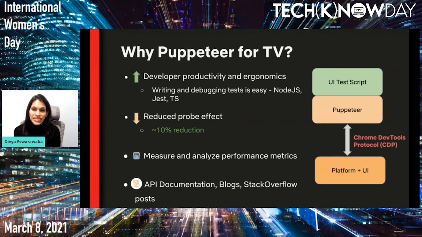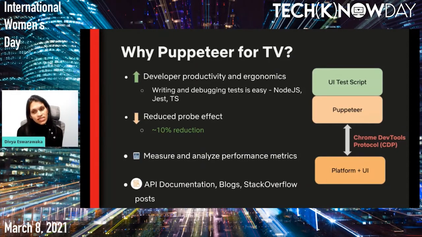Now, re-summarizing why we based our next generation automation framework for Netflix on TV on Puppeteer: it is simple, and it leads to increased developer productivity and ergonomics. Testing is important and should be fun. All of this is made easy by utilizing Node.js, Jest, and TypeScript. Tests are stable, and they have minimal probe effect. For the Netflix on TV app, performance and memory footprint measurement is key. In comparison to our previous framework, it has reduced the automation overhead by at least 10%.